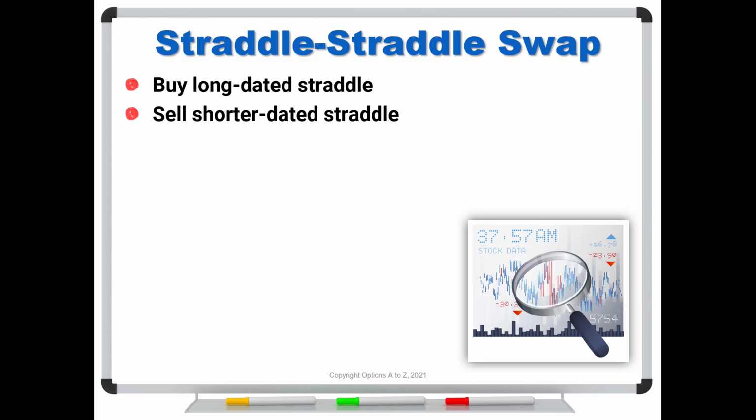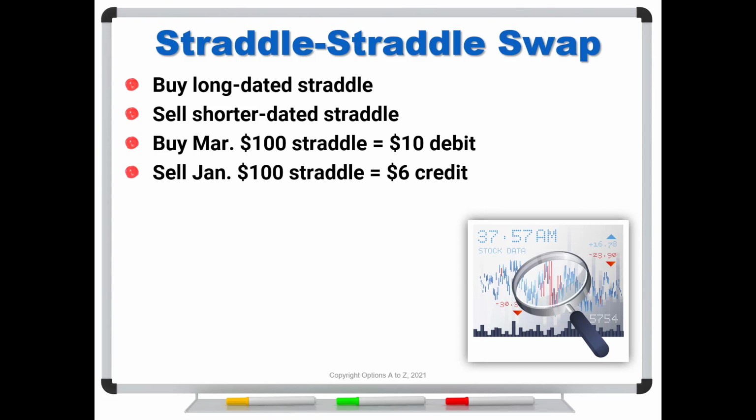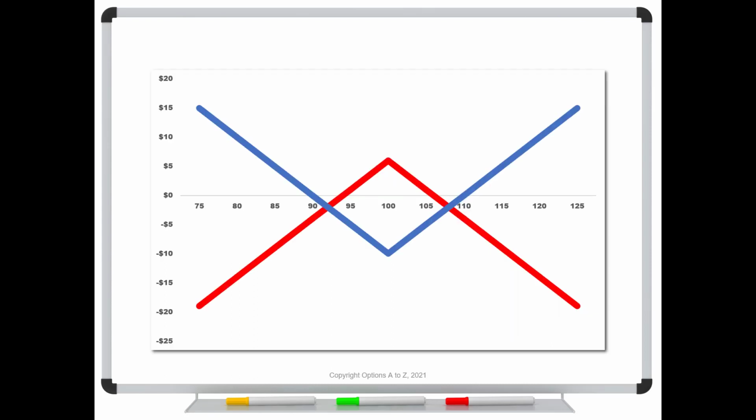So for instance, let's say that you buy the March 100 straddle and maybe it costs 10 bucks, and then you sell the January $100 straddle maybe for a credit of 6. So if you put these on at the same time, it would be a net debit of 4. That's just the net between those two. You're spending 10 and collecting 6. So if you put these on at the same time, these are the independent risk graphs.